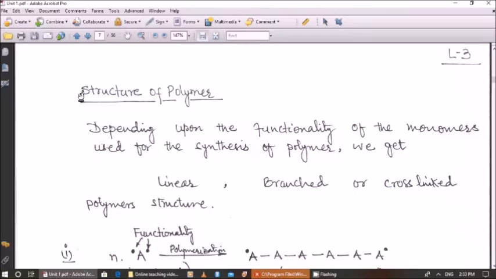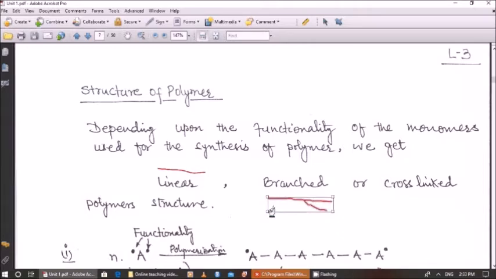Depending upon the functionality of the monomers used for the synthesis of the polymer, we can get linear, branch or cross-link polymer structure. A linear structure is something which is linear. Okay, branch structure means something that has branches. So like this will be the typical branch structure of a polymer.